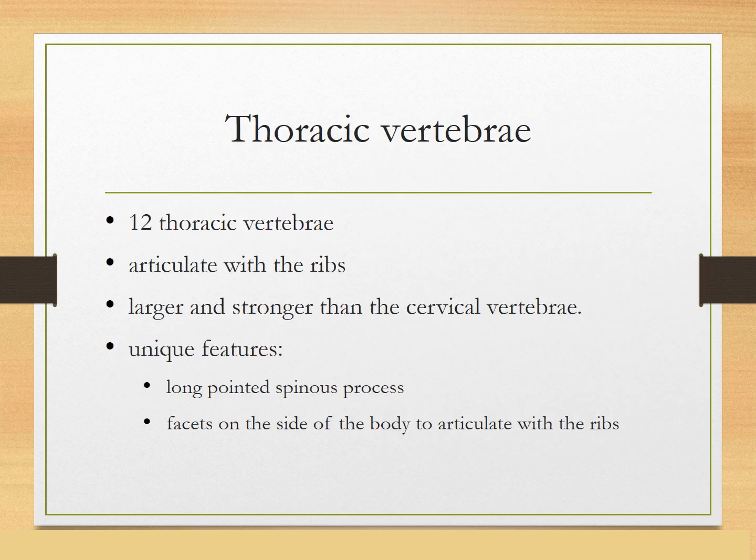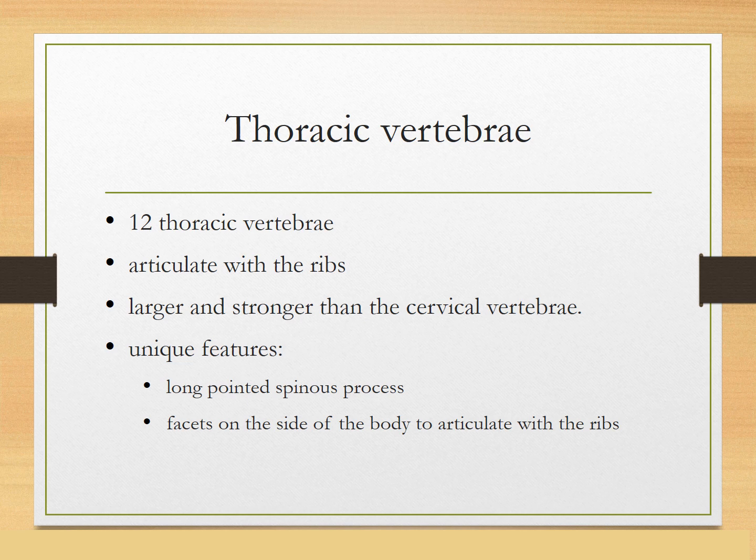Next, look at the thoracic vertebrae. There are 12 thoracic vertebrae. These articulate with the 12 pairs of ribs. The difference between the thoracic and the cervical vertebrae is that thoracic vertebrae are larger and stronger than the cervical vertebrae. They don't have the transverse foramina. Their unique feature is that the spinous process is very long and points downward.